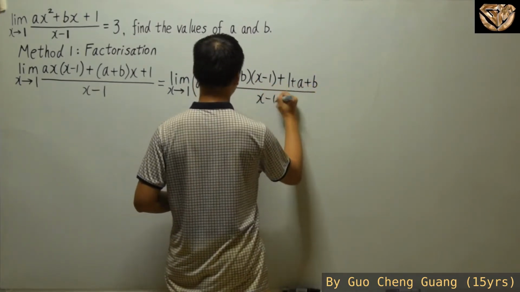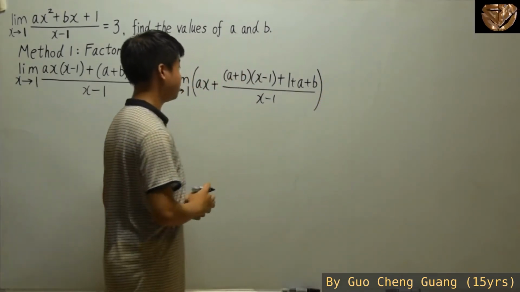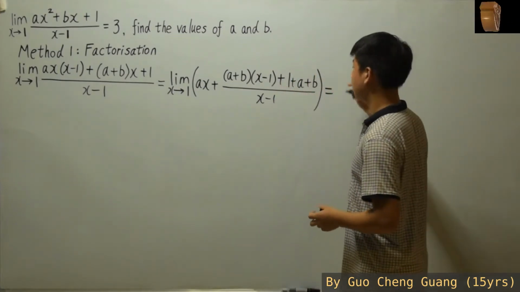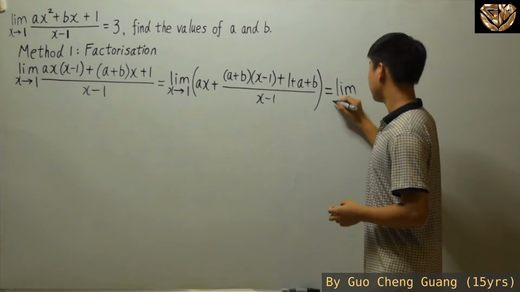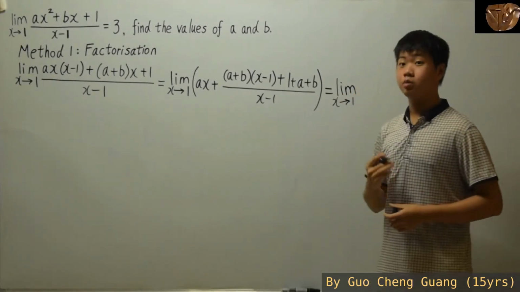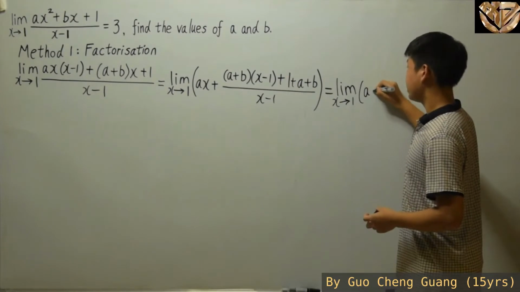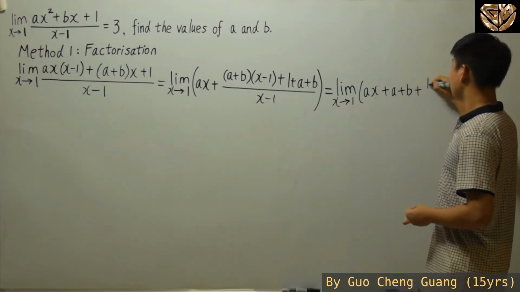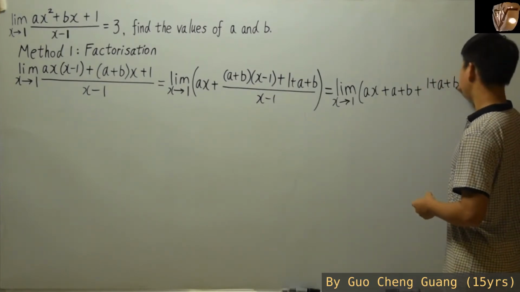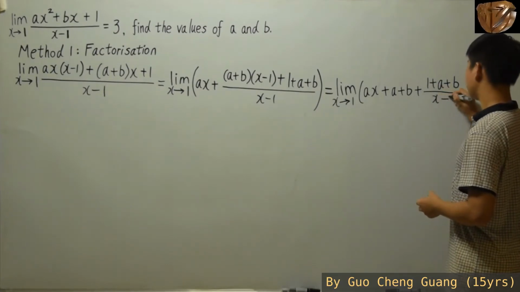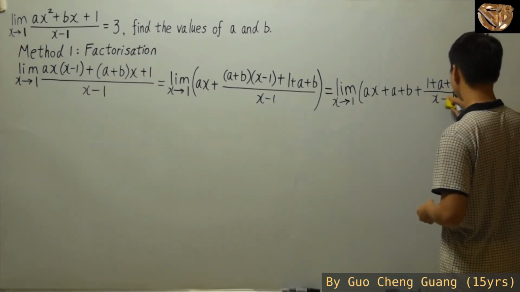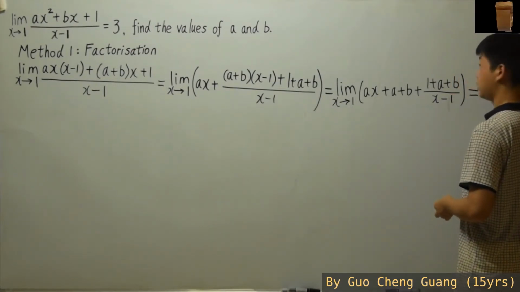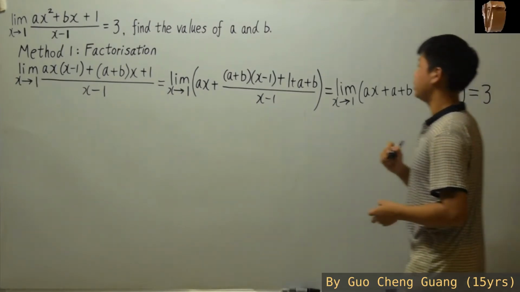Alright, so this is essentially what you will see. And next, once again, you can remove the two partial fractions in order to get the limit as x approaches 1, and you're going to see ax plus a plus b plus 1 plus a plus b divided by x minus 1. Okay, so this is what you will see. And this will be equal to 3.